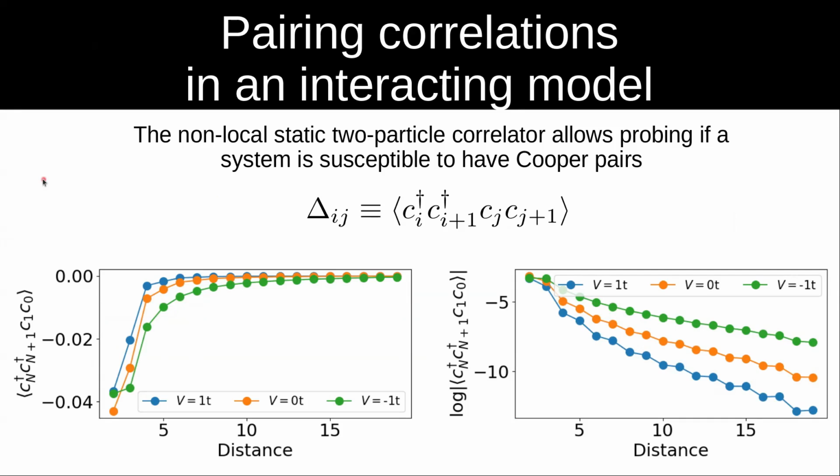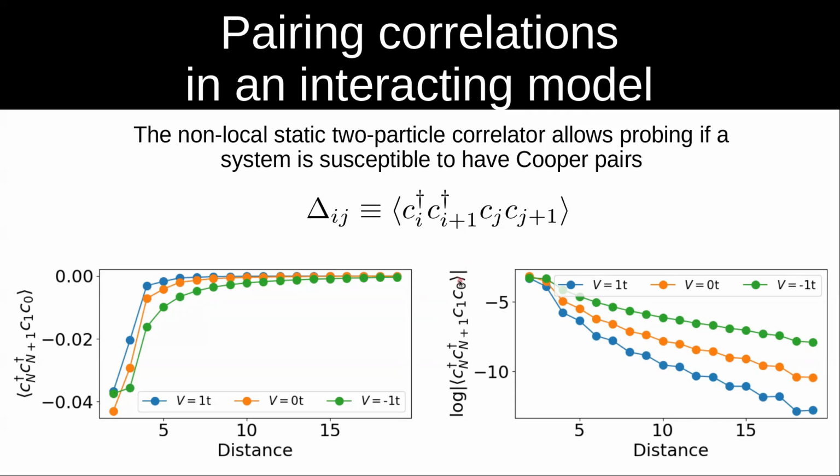This is no longer a particle-particle correlator, but a 4-point correlator. This 4-point correlator is a correlator between destroying an electron in J plus 1, destroying an electron in J, creating one in I plus 1, and creating one in I. So in a way, it tries to see how much the system wants to destroy 2 electrons in one place of the system and create 2 electrons in some other place of the system. In a way, this is measuring how susceptible the system is to create pairs of electrons, or Cooper pairs.